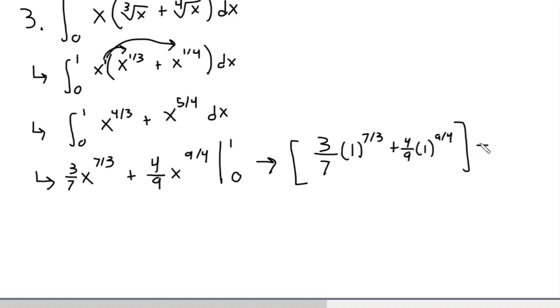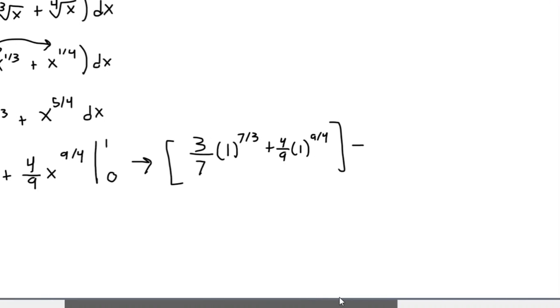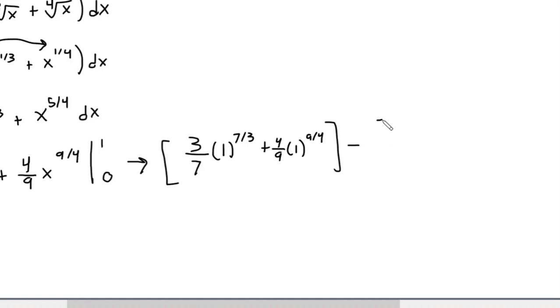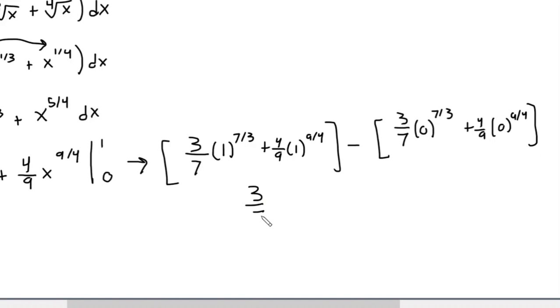And then minus, always a subtraction sign. And then we plug in the 0. So minus 3/7 times 0 to the 7/3 plus 4/9 times 0 to the 9/4. Okay, so this is just going to be 3/7 plus 4/9 minus 0 plus 0. And 3/7 plus 4/9, that happens to be 55 over 63. And that's the end for that one.